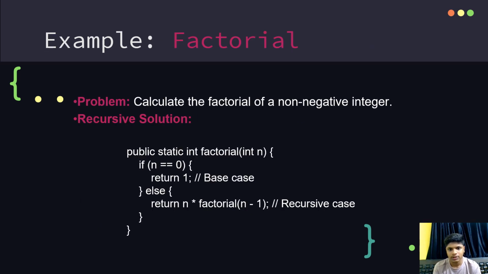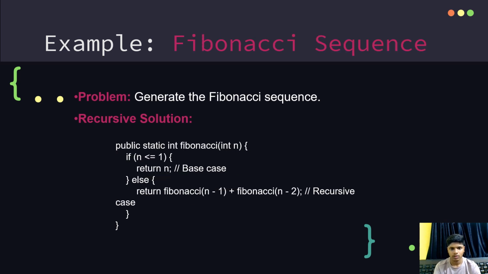Now let's illustrate this with an example, calculating the factorial of a number. Here, in the recursive implementation, we have a base case. If n is 0, the factorial is 1, otherwise we recursively calculate the factorial of n minus 1 and multiply it by n. Here, another classic example is the Fibonacci sequence. The base cases here are for n equal to 0 and n equal to 1. The recursive case involves calculating the sum of the previous two Fibonacci numbers.